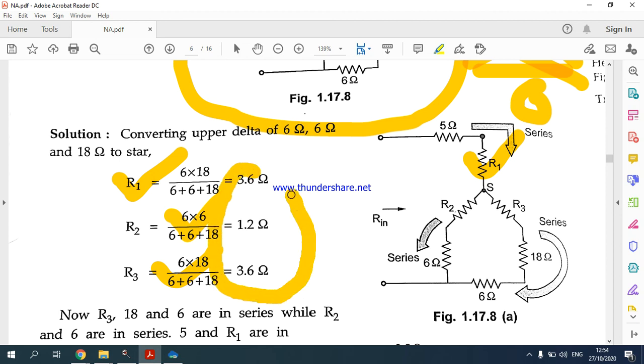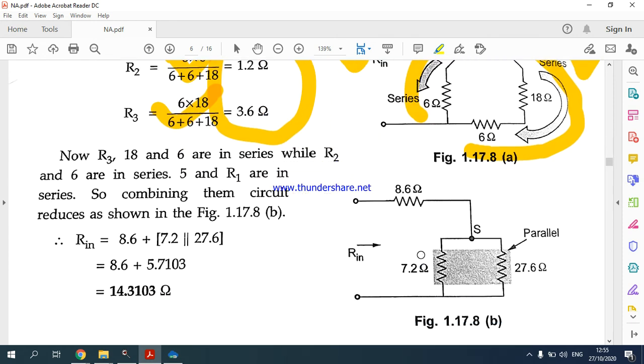You will get all the three parameters like this. Fine, I got R1, R2, R3. Next, what I do: R1 is in series with this 6 ohm. Next, R3 is in series with these three resistors, 18 and 6. Add these three, and write down the resultant circuit. The resultant circuit will be like this.